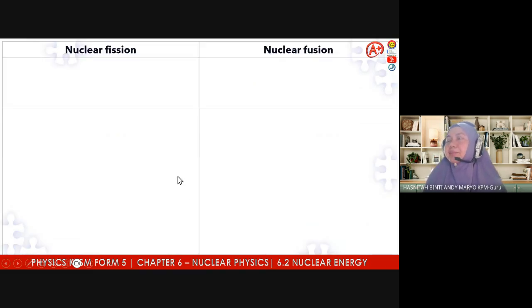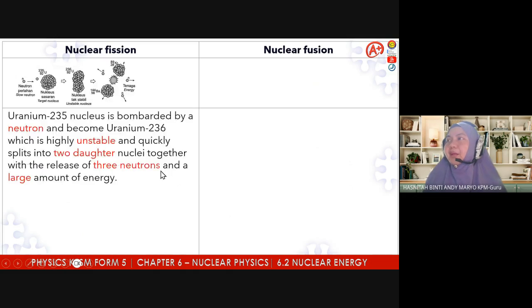Okay, then this is another example of fission. We have a uranium-235 nucleus bombarded with a neutron. So it became uranium-236. Okay. This uranium-236 is highly unstable, so it will quickly split into two daughter nuclei and release three neutrons plus energy, and also emit some radioactive radiation.